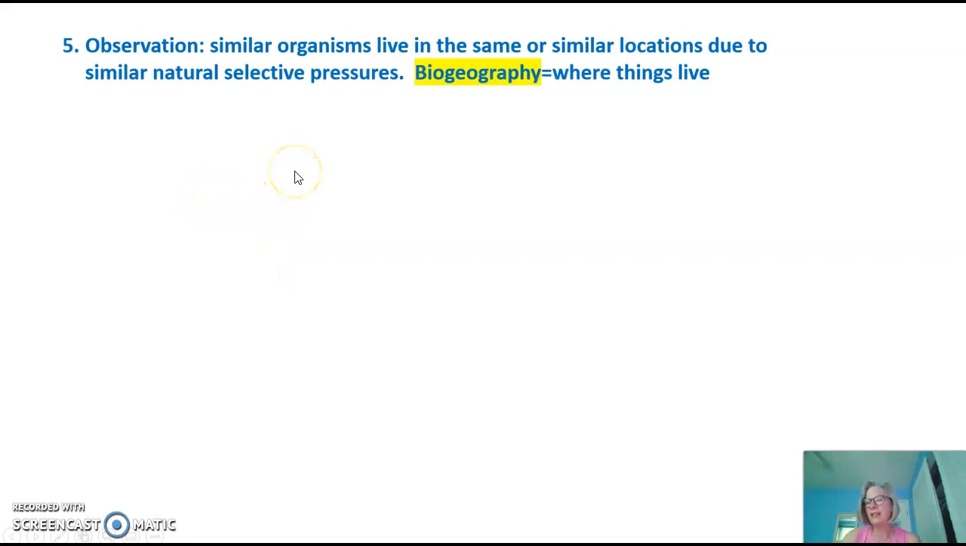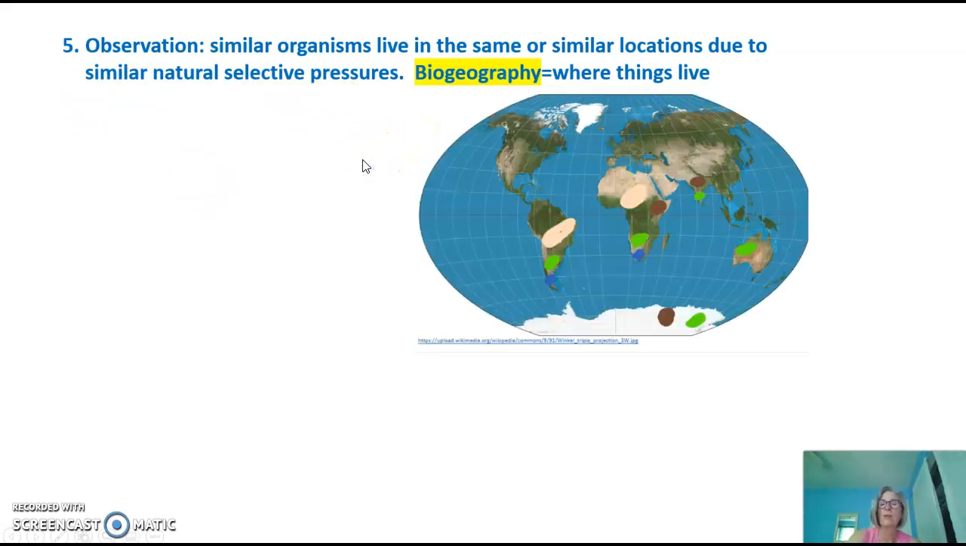Another piece of evidence is a little bit more difficult to understand, and this is based on an observation that similar organisms live in the same or similar locations due to similar natural selective pressures. We call this biogeography, or where things live. So let's look at the distribution of some different organisms around the world.